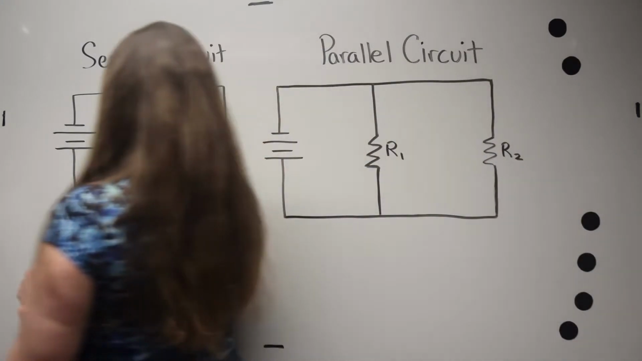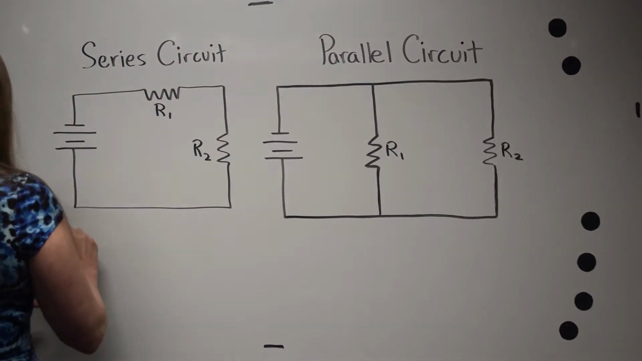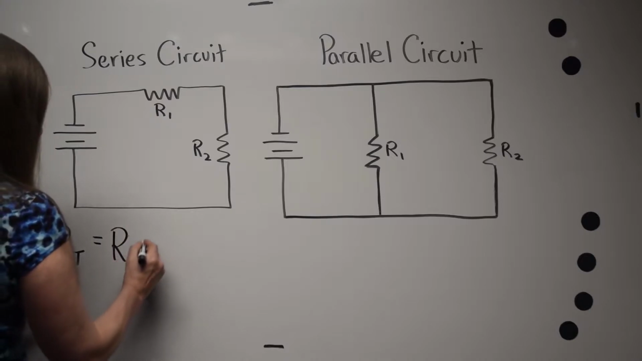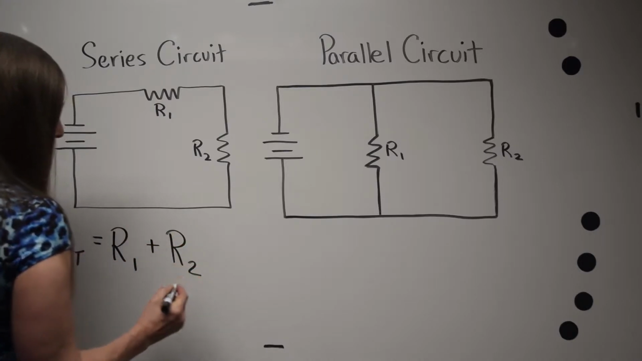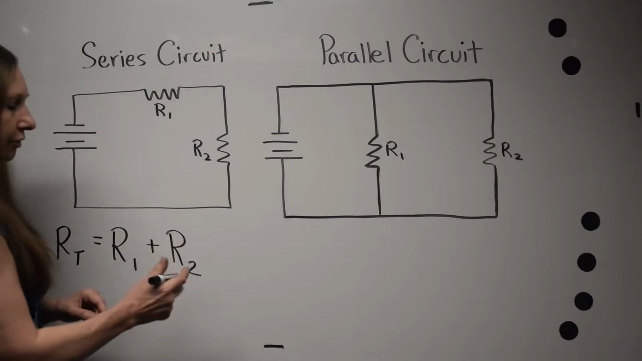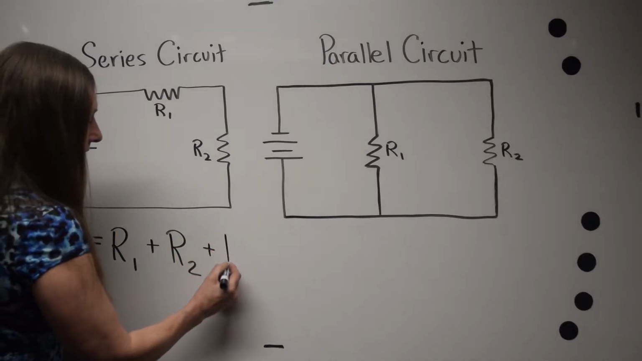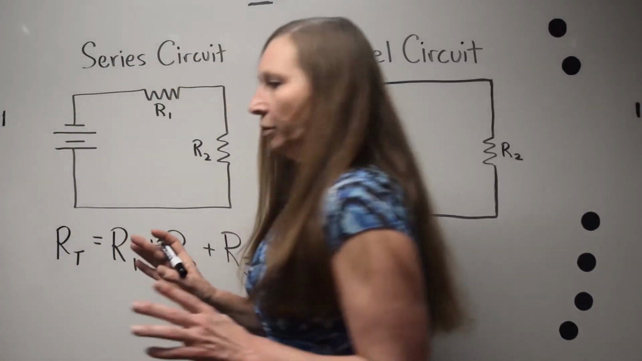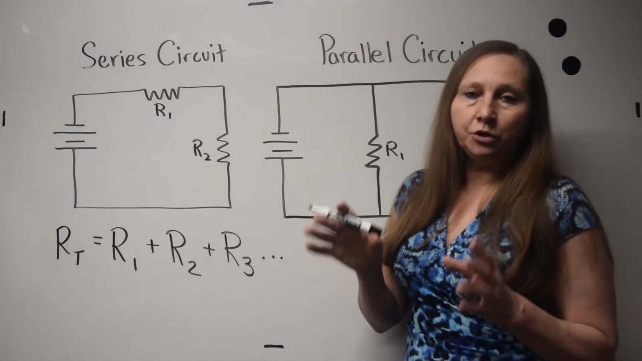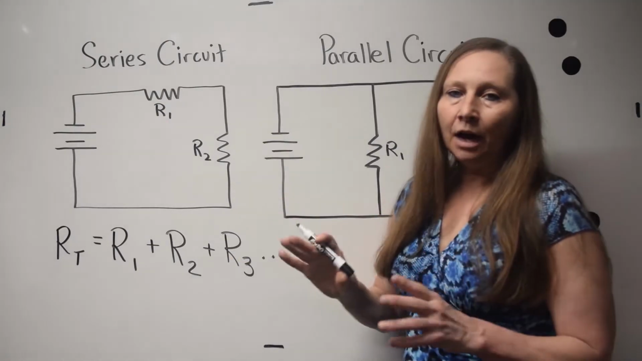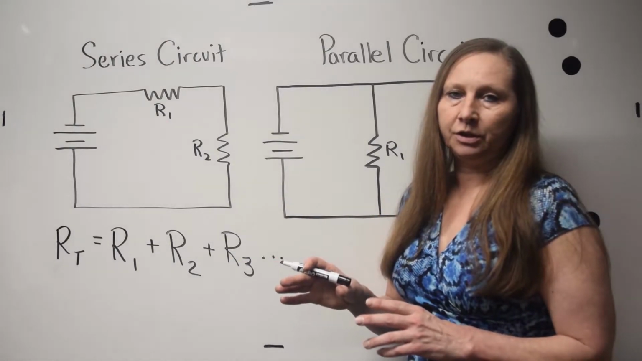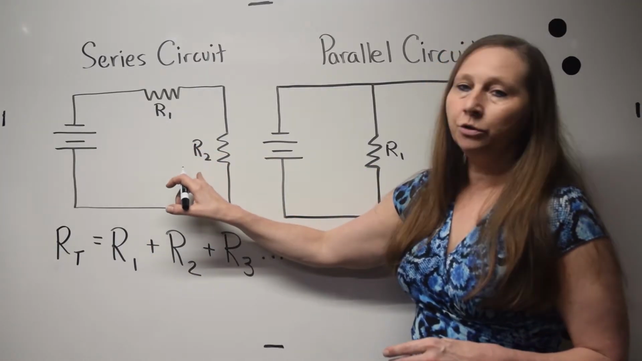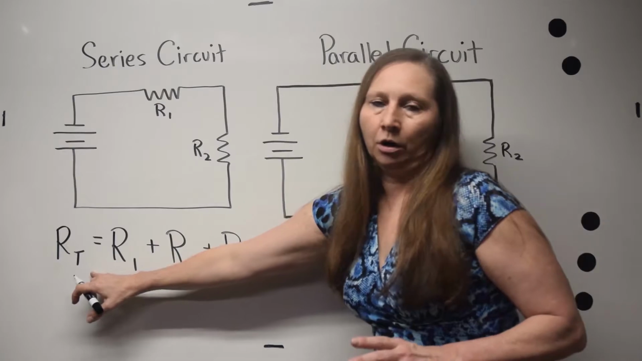So, for example, the total resistance of this circuit would be R1 plus R2. Now, if there were other resistors or light bulbs, whatever, then there would be an R3, an R4, and an R5. So again, for a series circuit, you just add up the individual resistances, and that's going to give you the total resistance. R1 plus R2, in this case, would be equal to R total.